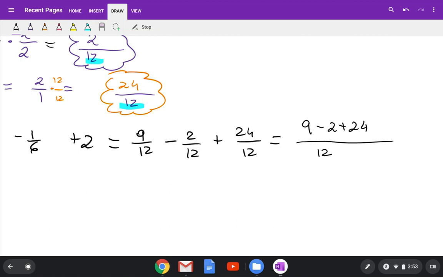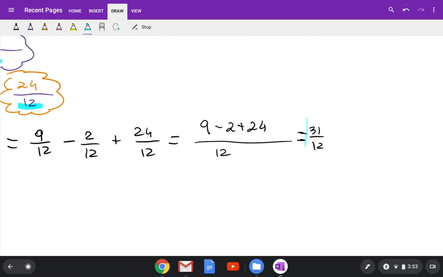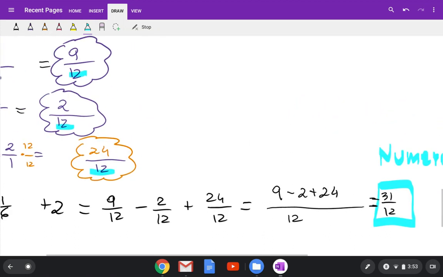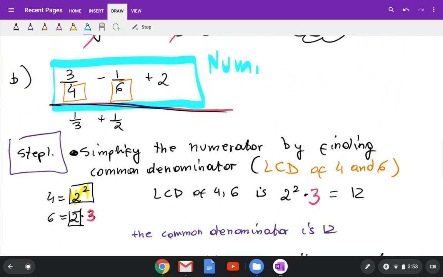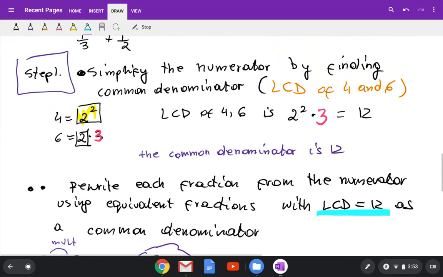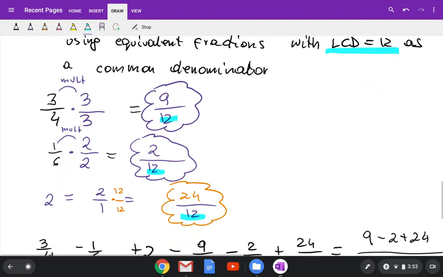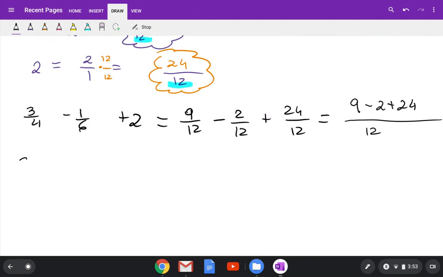31 over 12. Okay, so 31 over 12, it's numerator. Okay, so what I did right now, I simplified this numerator, 3 over 4 minus 1 over 6 plus 2. Okay, so all those steps were step 1. Step 2, simplify the denominator.